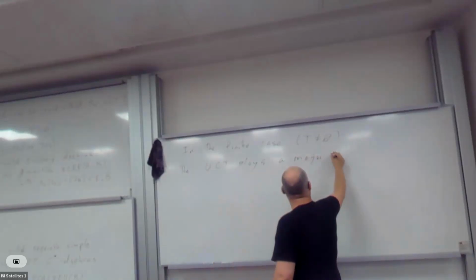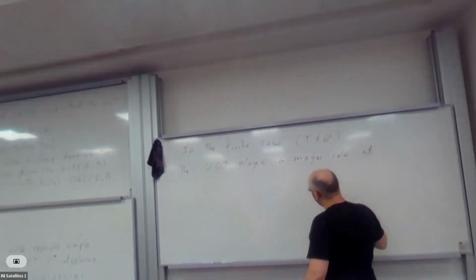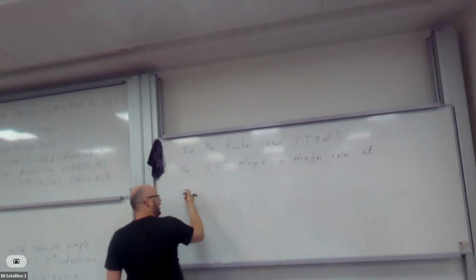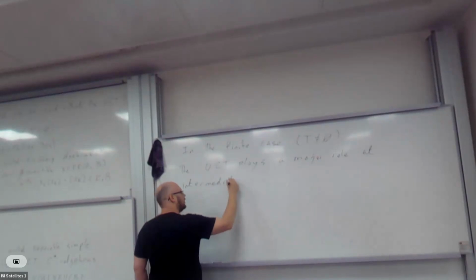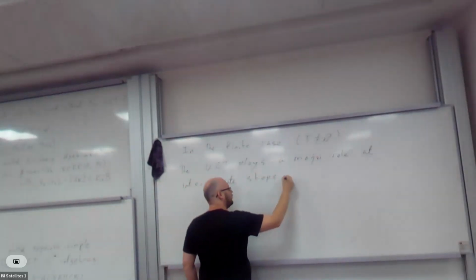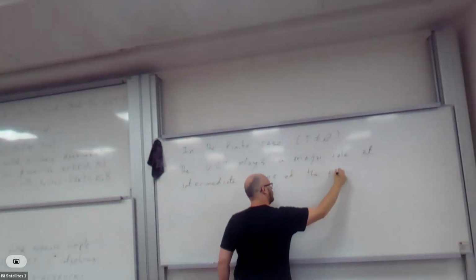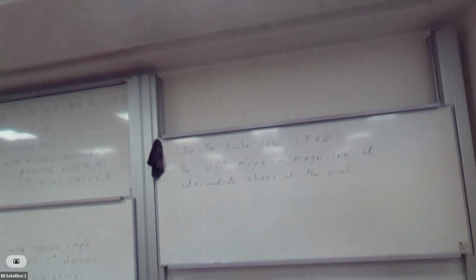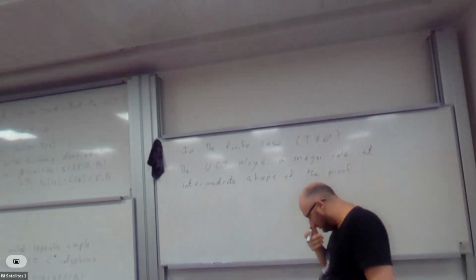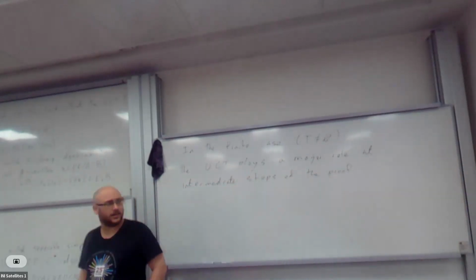So UCT plays a major role, not just at the end, computing the KK class, but at intermediate steps. And actually a very subtle role. It just shows up through the stable uniqueness theorem.